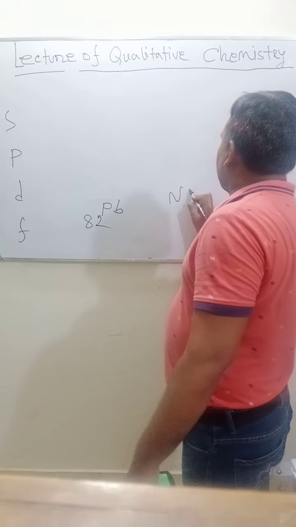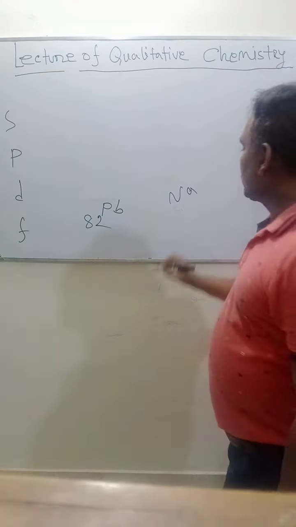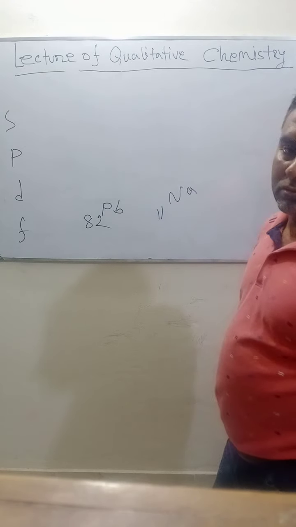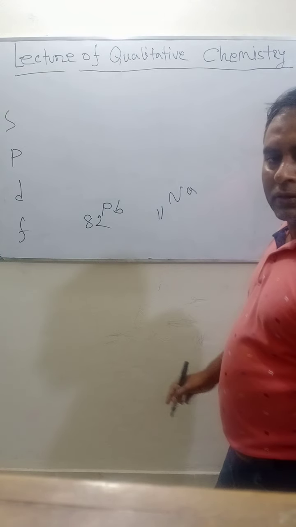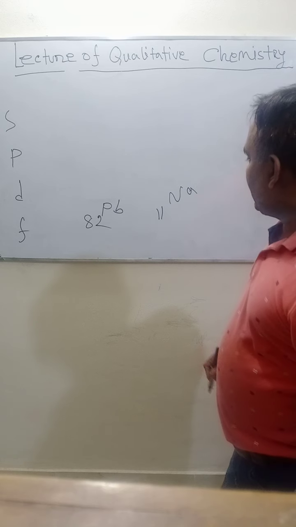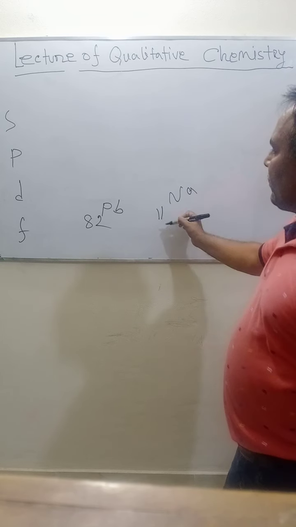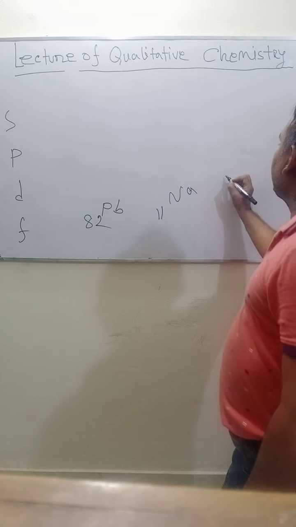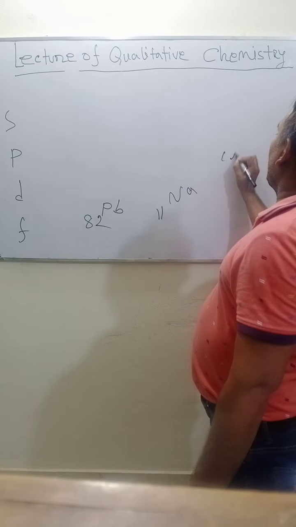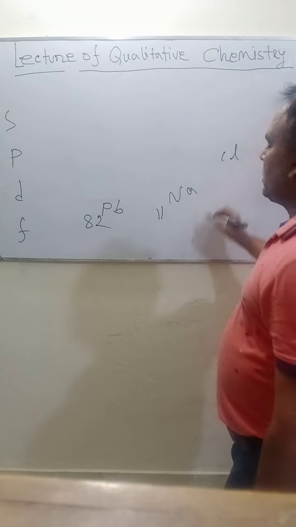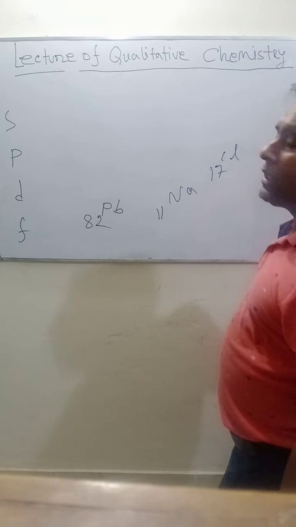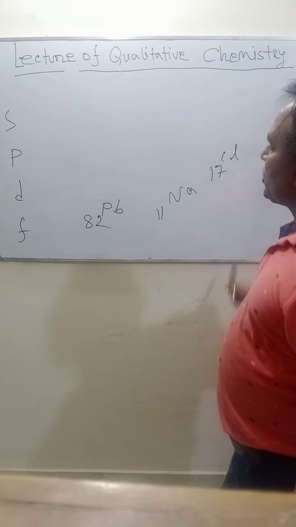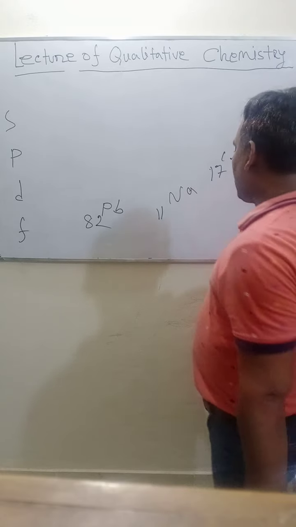Okay, sodium. Sodium has 11 electrons. You can do the configuration very easily because it is only 11. On the other hand, chlorine is 17. You can do the configuration very easily. Okay, let's start.